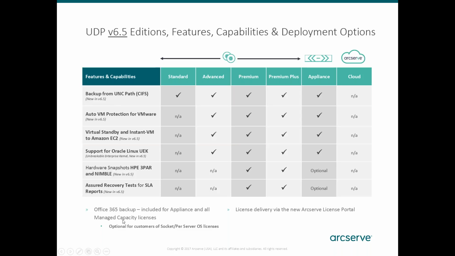We couldn't do the same with the Office 365 backup though, because Microsoft runs Office 365 actually across a huge cluster with lots of sockets, and if we would count them all in, then this would probably be way too expensive for our socket customers. So the Office 365 backup is completely aligned with the license meter that we have with the appliance and managed capacity, where we just count the data or fill the appliance. But for socket and per OS license customers, we made Office 365 an optional purchase.